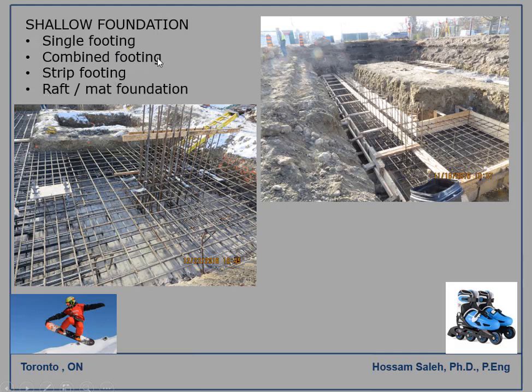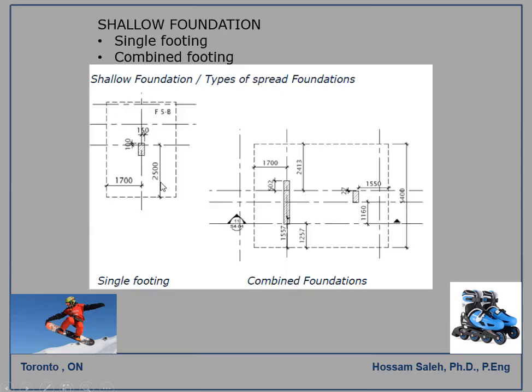The single footing and combined footing will be a small footing for one column. The single footing carries only one column. Combined footing is when it carries more than one column. Strip footing, here is a sample of the strip footing, is underneath the foundation wall. That's a strip footing. And for raft or mat foundation, we have a sample here from this part. It's a mat or raft foundation.